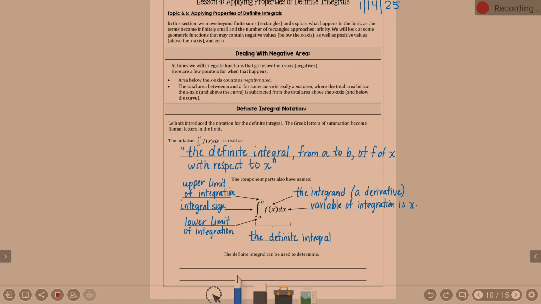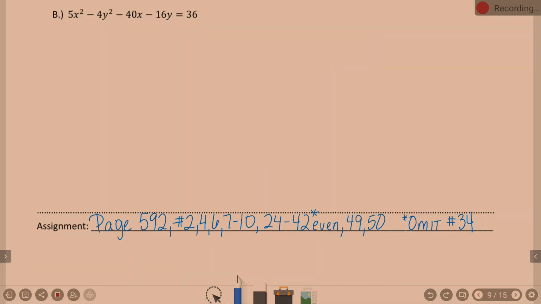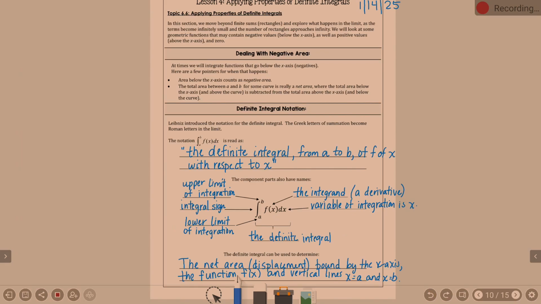And then the definite integral can be used to determine, well, there we're talking about our net area. It's area under the curve. So net area or displacement. It's that net area displacement bounded by the x-axis, the curve, so the function f of x, and then your limits, or the vertical lines from x equals a to b. They say vertical lines there because sometimes the graph doesn't end there. That's just where we're chopping it off, and that's where we're stopping.